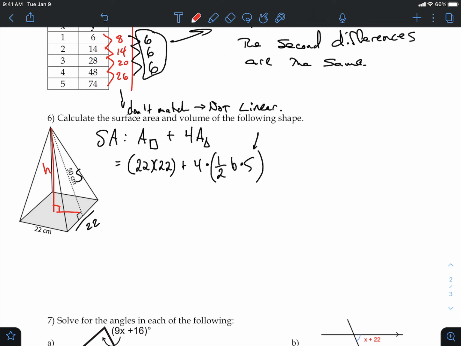That's why a lot of people didn't have an issue getting the surface area, because they were just using the information from the picture. It didn't really matter what you called that, but for the volume it did. A lot of people used 50 and their answer was off. And I'll show you how to get the actual height.